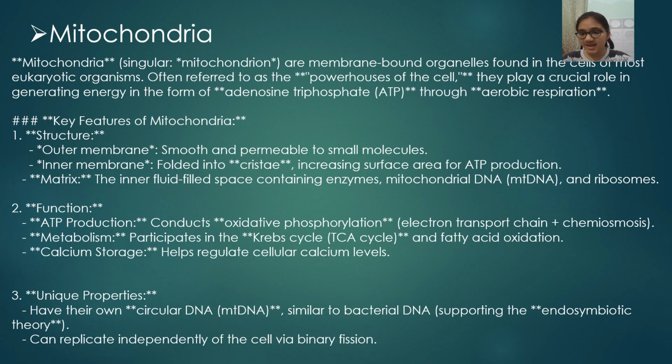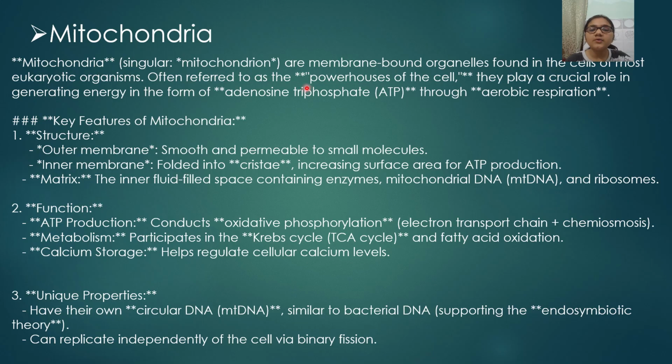Now, our second cell organelle is what? The powerhouse of the cell. That is the mitochondria. Mitochondria, singular mitochondrion, are membrane bound organelles found in the cells of most eukaryotic organisms. Now in which are they not found? They are absent in mature mammalian RBCs, and in the prokaryotic cells also. So they are present only and only in the eukaryotic cells.